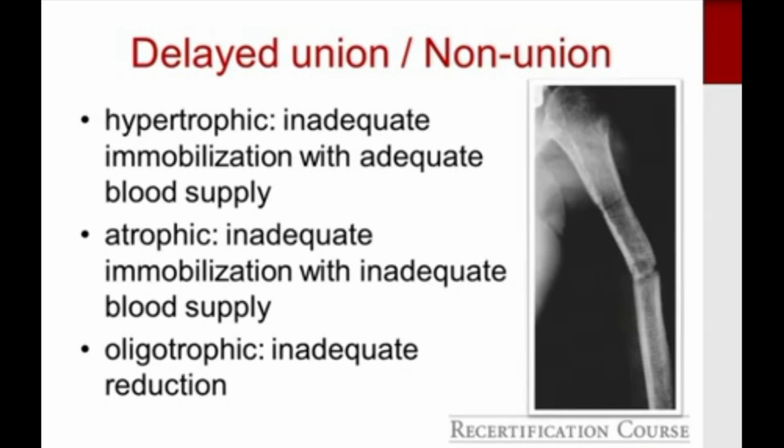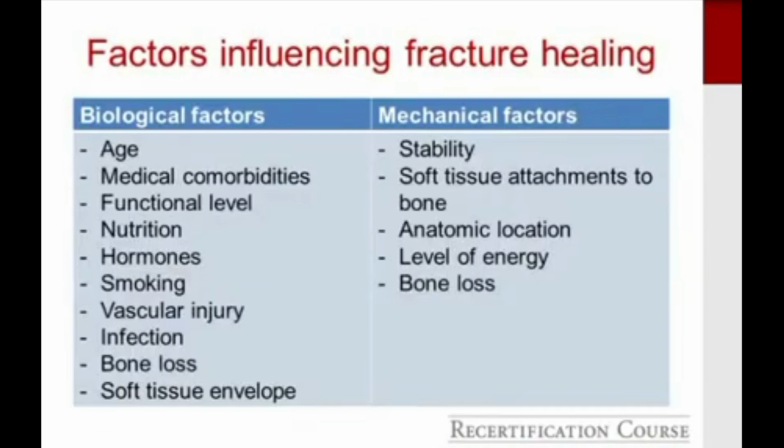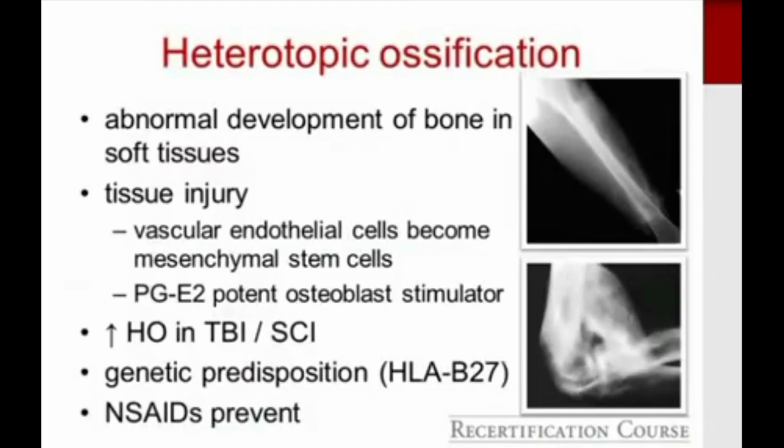There are many different factors which influence fracture healing. They can be grouped into biological factors or patient factors, or mechanical factors. Biological factors include the patient's age, nutritional status, whether or not he or she smokes, infection, vascular injury. Mechanical factors are typically related to the stability of the fracture, the anatomic location, the level of energy imparted within the fracture, and whether there's any bone loss.